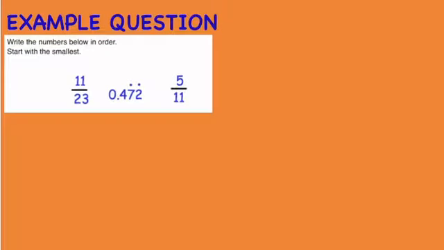Okay, so now let's look at one final exam question just to wrap things up. So it says write the numbers below in order starting with the smallest. So as always, the key to any ordering question is to get all of these numbers into the same form. So for the sake of this example, we're going to put them all into a recurring decimal. This one's already in a recurring decimal, so we don't need to worry about that. But it's just so we don't have to fiddle around with the denominators.